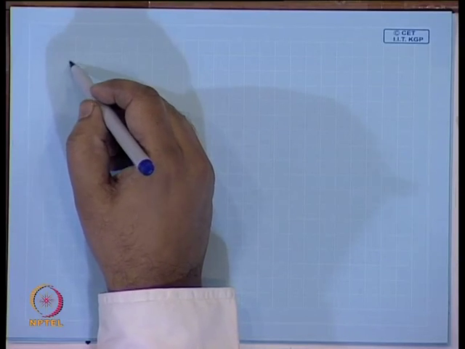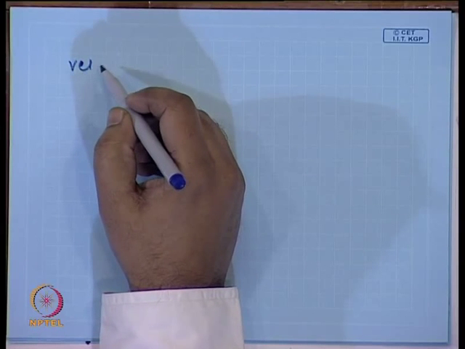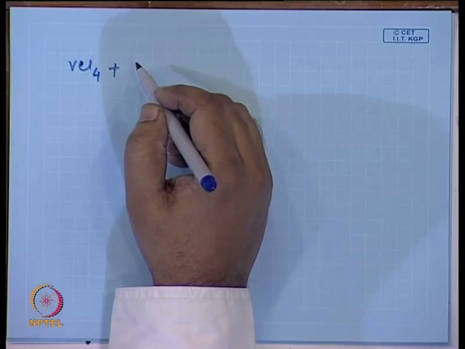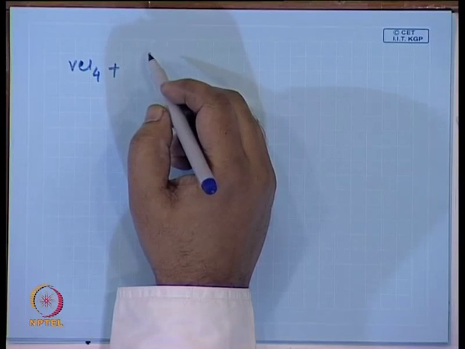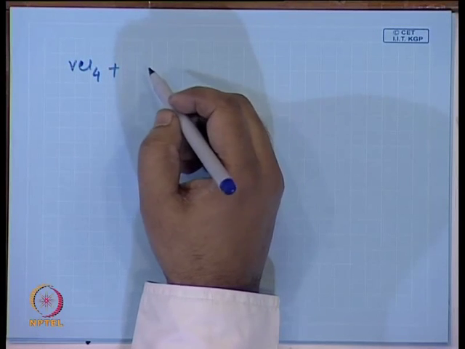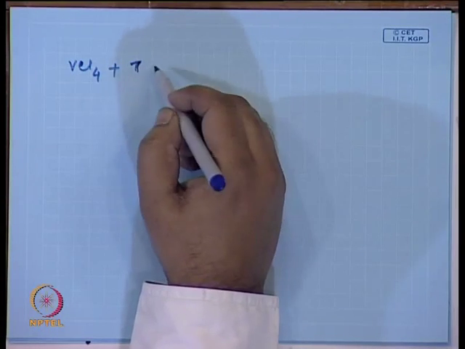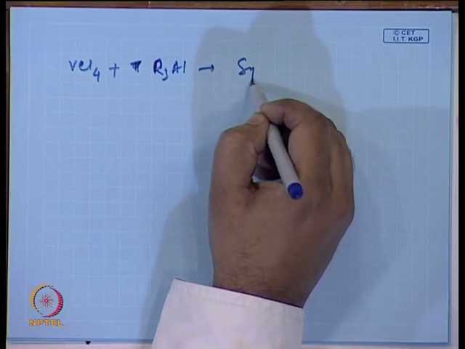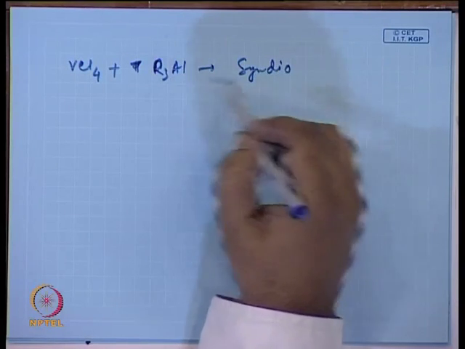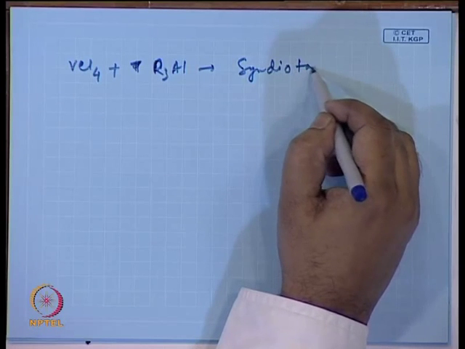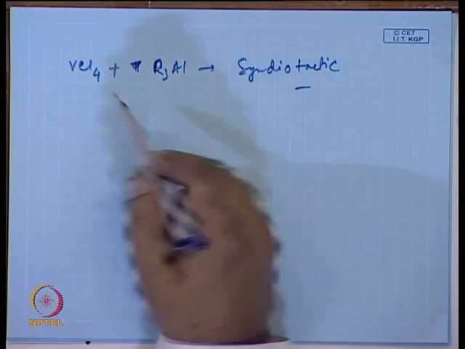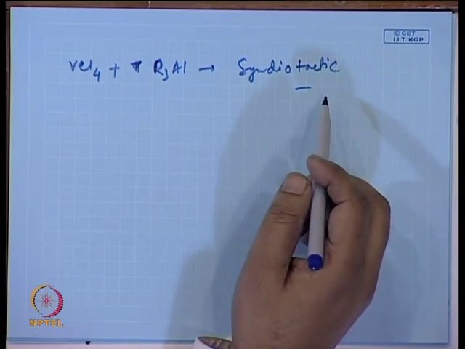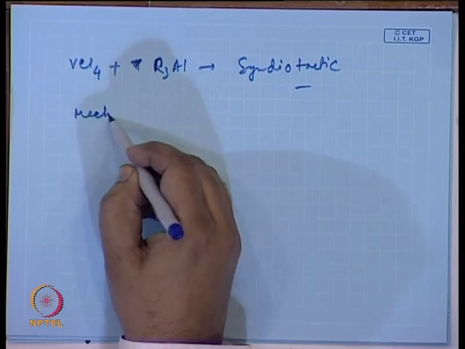there are a few exceptions, like vanadium chloride plus a trialkyl compound, which gives syndiotactic polymer. These are exceptions, a few exceptions rather than the regular case. In almost all cases, it is the isotactic polymer which gets formed.